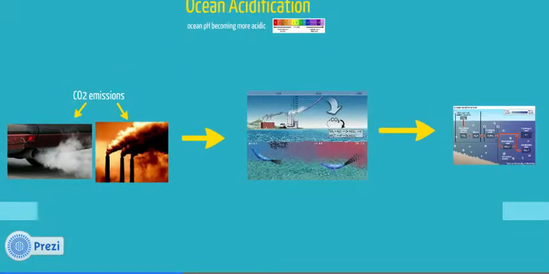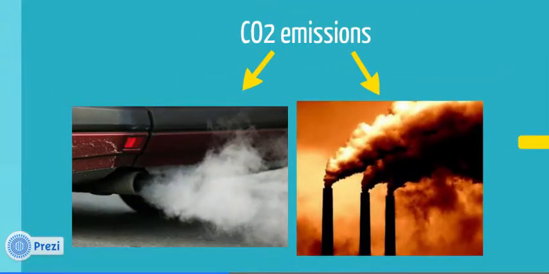The main source of ocean acidification is from CO2 emissions. CO2 emissions come from things such as gas from your car or the burning of fossil fuels. These CO2 emissions find their way into Earth's atmosphere.